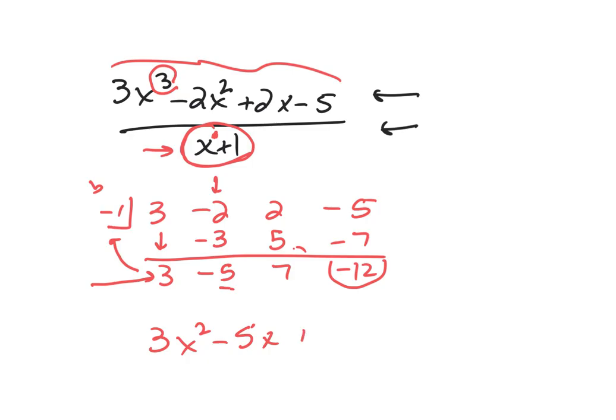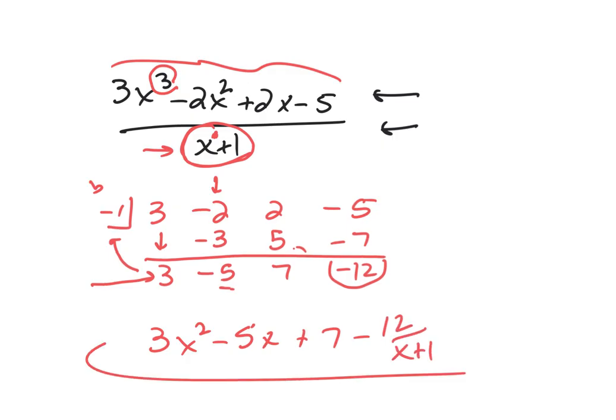Okay, the minus 5 is going to be the coefficient on your x. The x's are going to decrease. The 7 will have no x because the x's are done. And then I'm going to take that minus 12 and put it over our divisor like we did yesterday. And there it is. All right, piece of cake. That's so much better than long division. I'm going to show you one a little quicker.